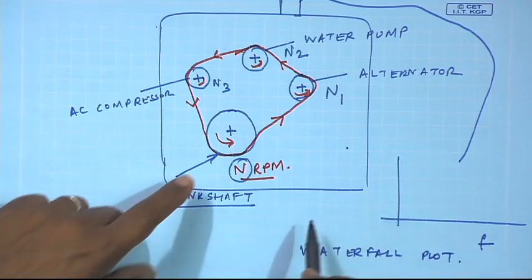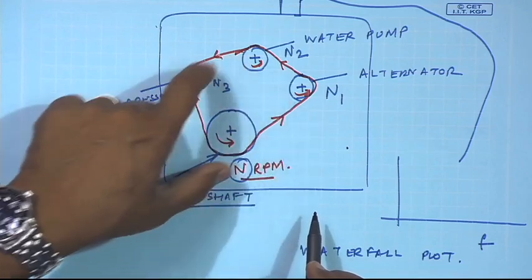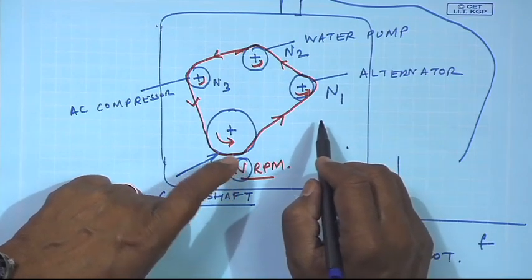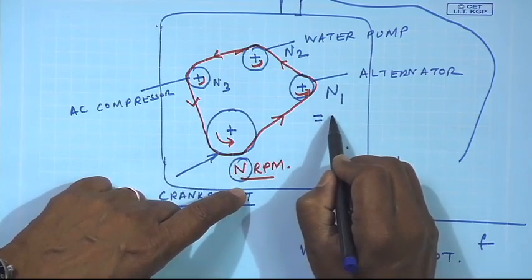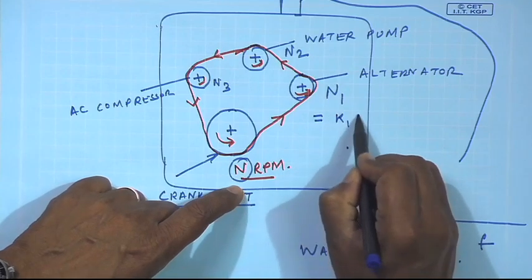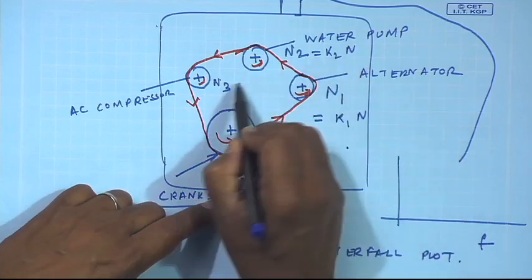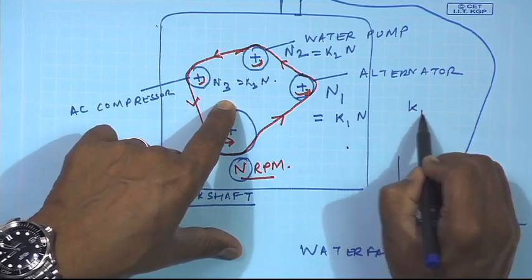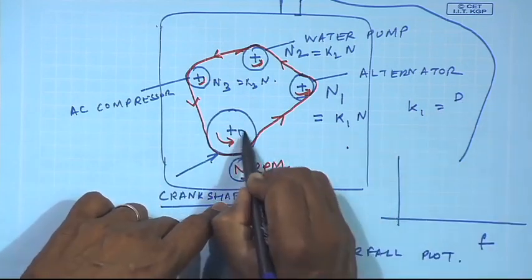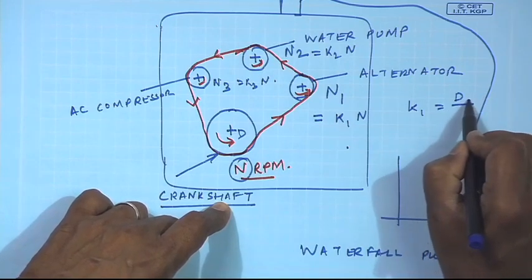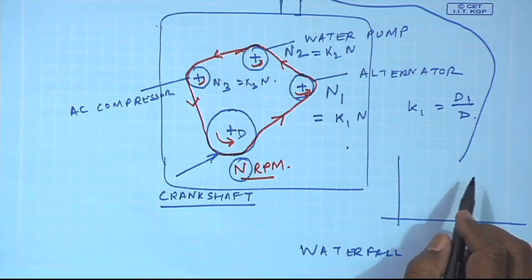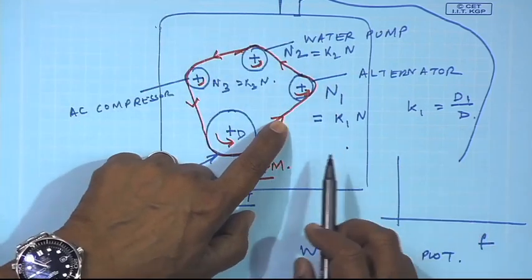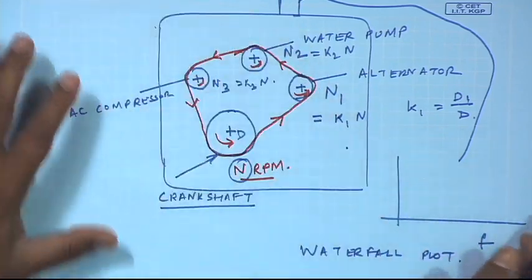what would happen if this was running at constant speed? All this n1, n2, n3, they are related to n. So, maybe some fractions or some multiples of n, maybe for sake of argument, this is some k1 times n, this is some k2 times n, this is k3 times n. So, you see k1, k2, k3 are constants which depend on the diameter ratios. So, maybe if this is the diameter d, d1 by d and so on. Okay. So, certain constants will happen, because they are all running at the same linear speed. If the belt is moving at the same linear speed, this kind of ratios would occur.